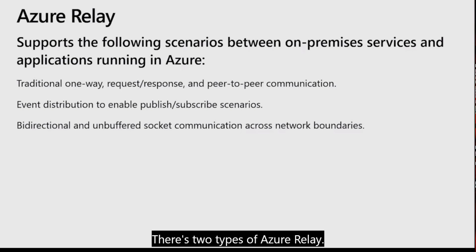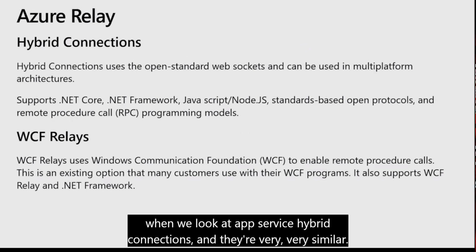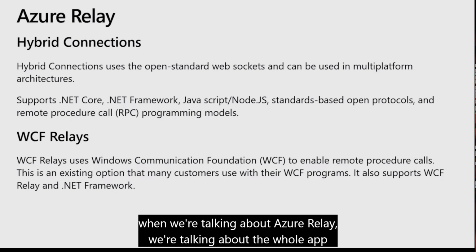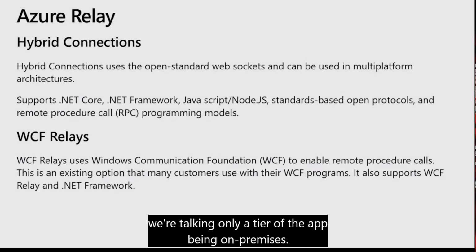There's two types of Azure Relay. There's hybrid connections, and we will be coming back to hybrid connections when we look at app service hybrid connections, and they're very, very similar. They actually use the same technology, but here, when we're talking about Azure Relay, we're talking about the whole app being on premises. When we're talking about hybrid connections, we're talking only a tier of the app being on premises.